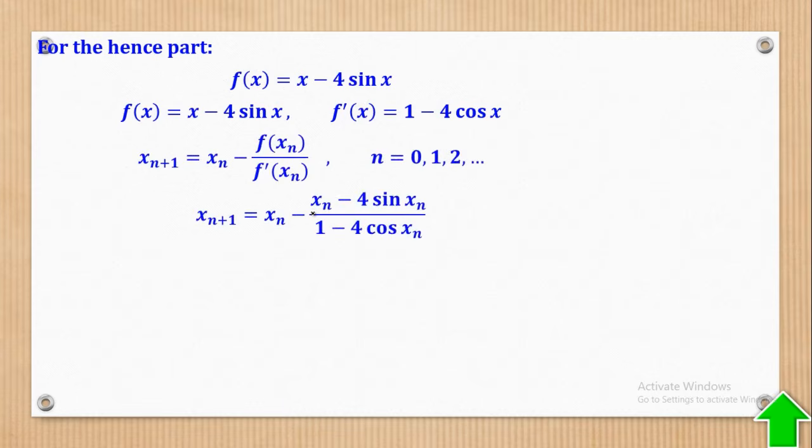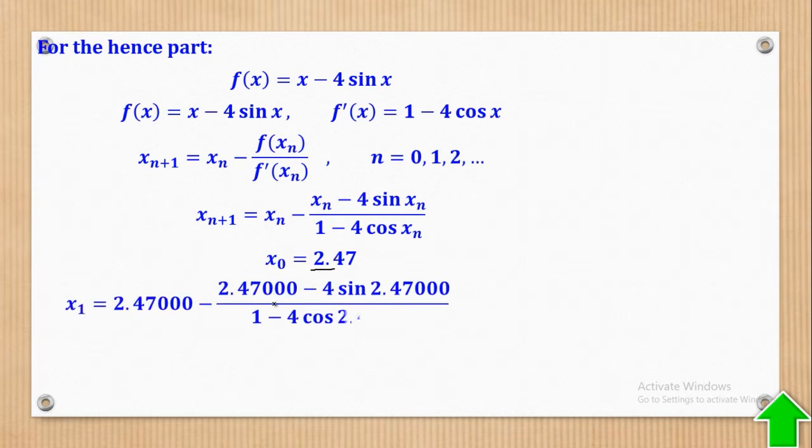Then I remember that my initial approximation from the graph was 2.47, so I'll substitute to come up with the value of x1, which is 2.47458. Now when I compare this one to 3 decimal places, it is 2.470, and this one is 2.475. Therefore, they are not the same, so we have to proceed.